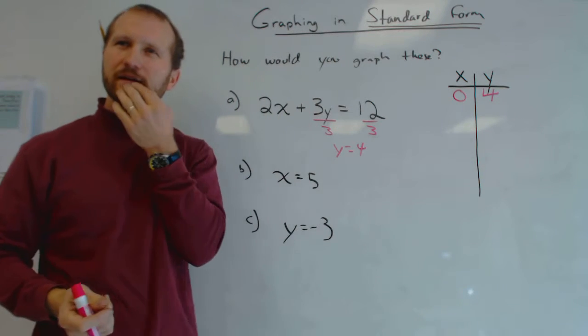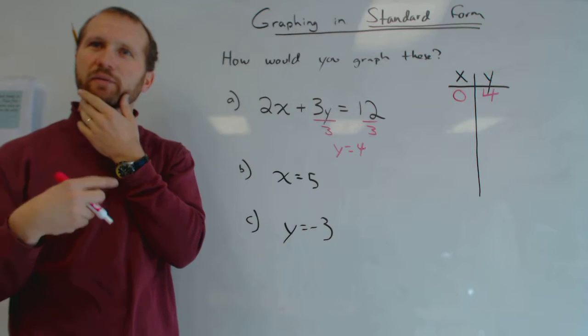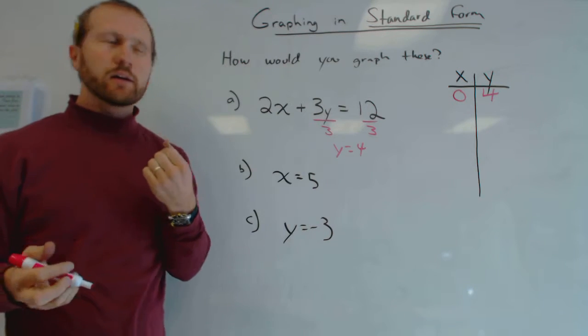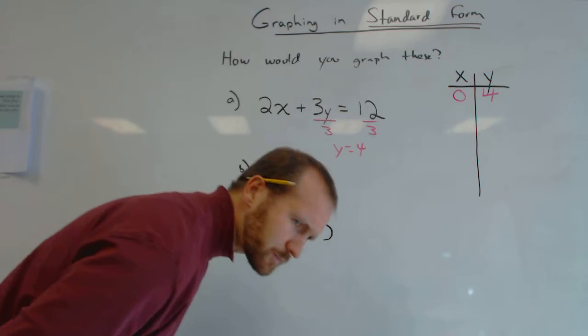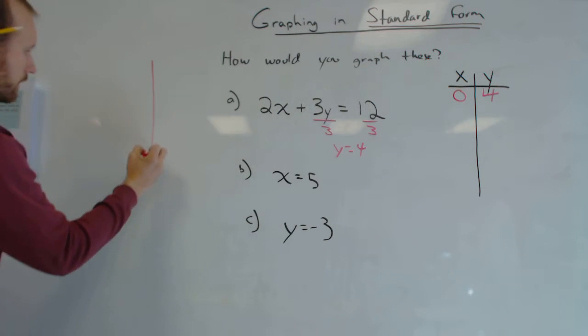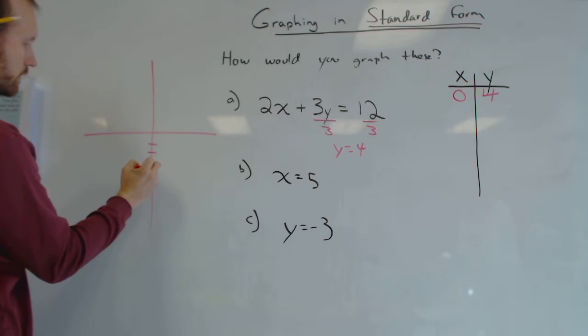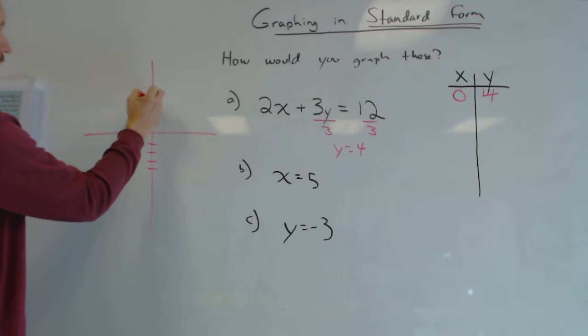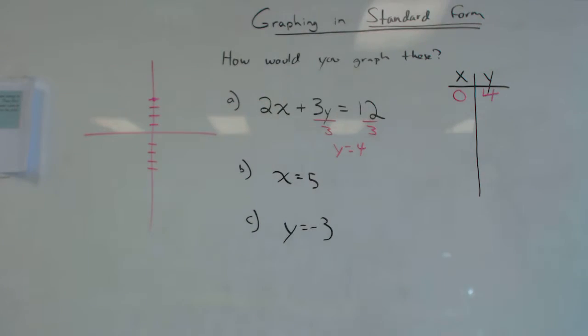What point is that? What is the name of that particular point? It's the y-intercept, right? So our first point, 1, 2, 3, oops, I'm going the wrong way. 1, 2, 3, 4. Our first point is at (0, 4). That was really easy.